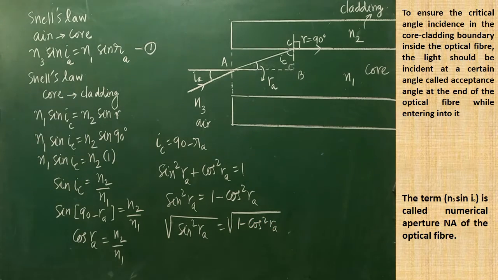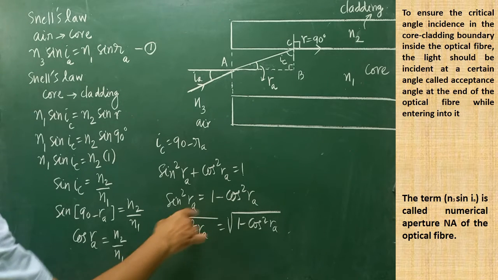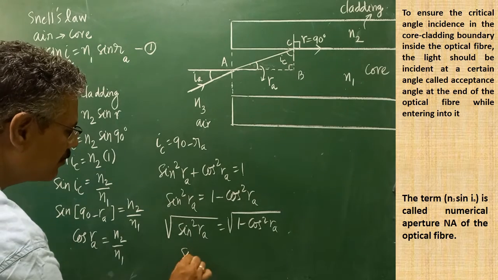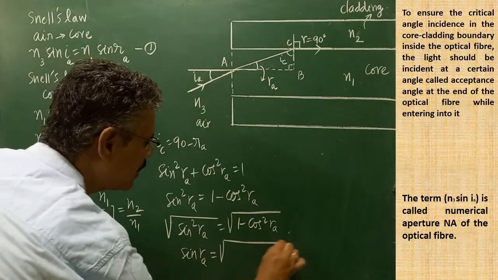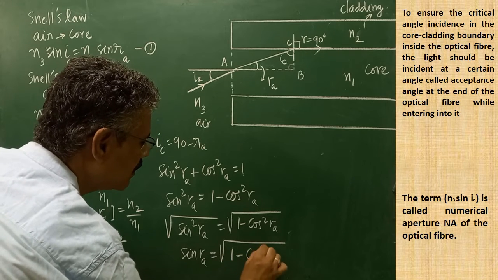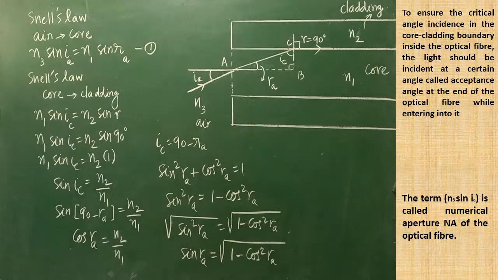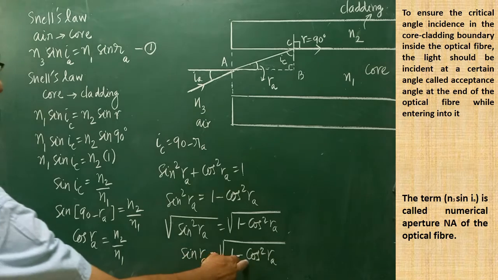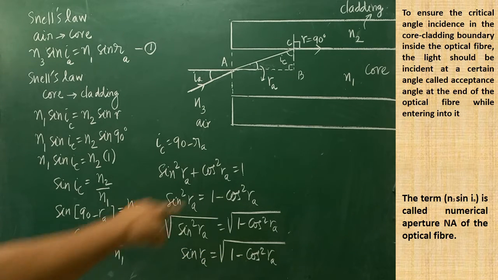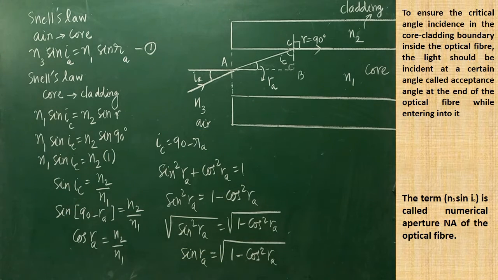Step by step I am writing, you have to follow it up. Sin square r taken by square root, so finally sin r is equal to the square root of 1 minus cos square r. Are you clear? Now we know the expression for cos r. This cos r value is to be substituted here. In the next step, space is not available, therefore I will write it in this corner.